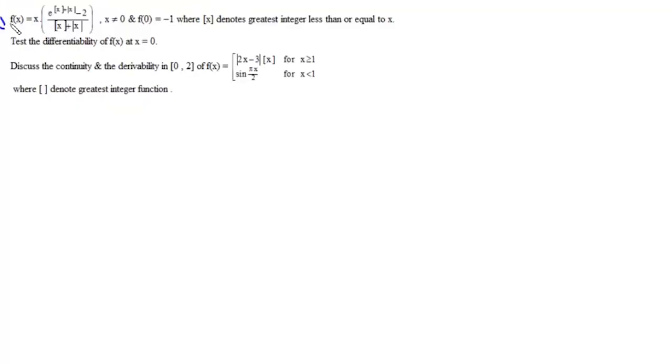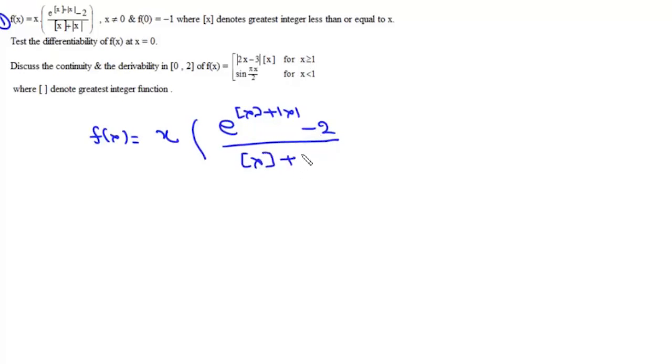Now here we have two questions. This first question is, we're given this function f(x), which is x into e to the power of greatest integer function of x plus mod x, minus 2, upon greatest integer function of x plus mod x, when x is unequal to 0, and we are given that f(0) is minus 1. Now we need to check differentiability of this function at x equals 0.